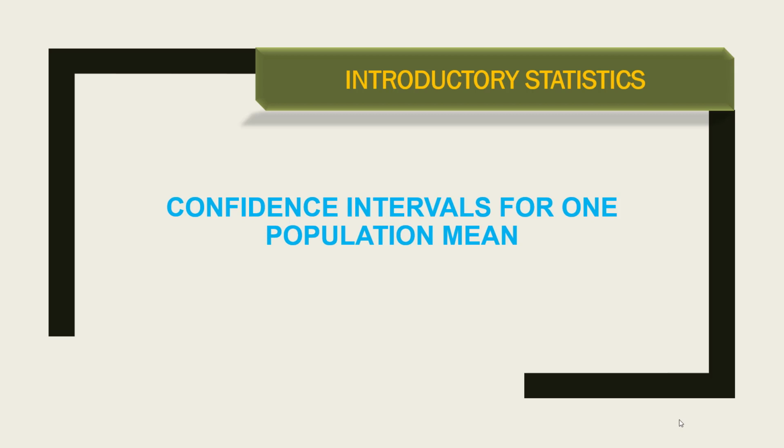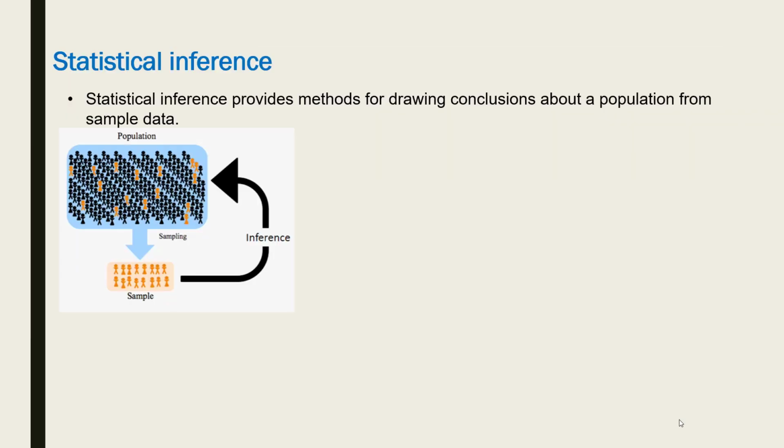Welcome to the lesson Confidence Intervals for One Population Mean. Statistical Inference. Statistical inference provides methods for drawing conclusions about a population from sample data.